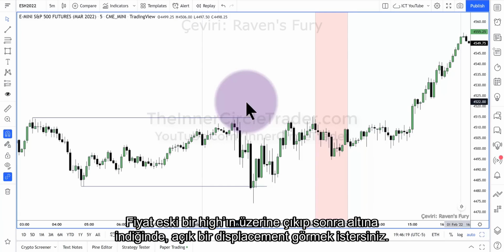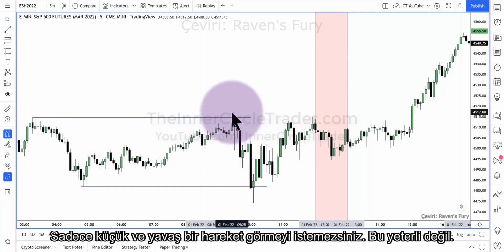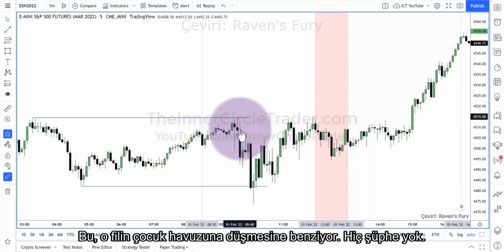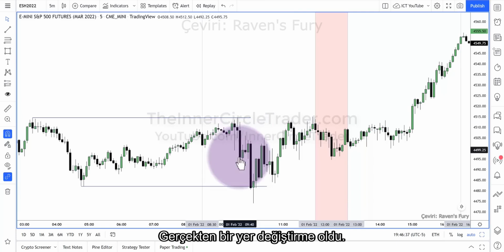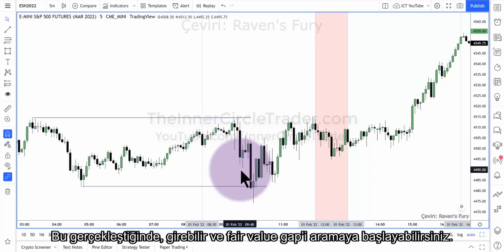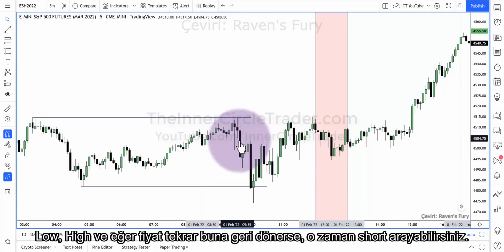When price goes above an old high and it trades down below it, you want to see an obvious displacement. You don't want to see it just do a little lethargic run here. That's not enough. This is like that elephant falling into that children's swimming pool. There's no doubt about it. It really had a displacement. When that occurs, then you go in and you start looking for the fair value gap, the low, the high, and if it trades back up into that, then you can look for a short.